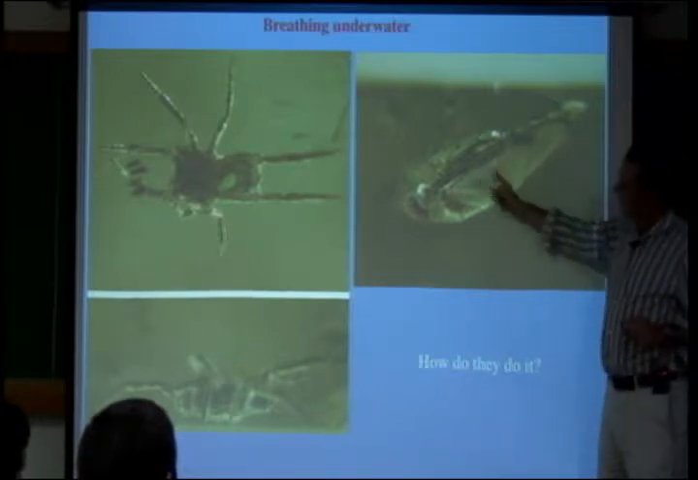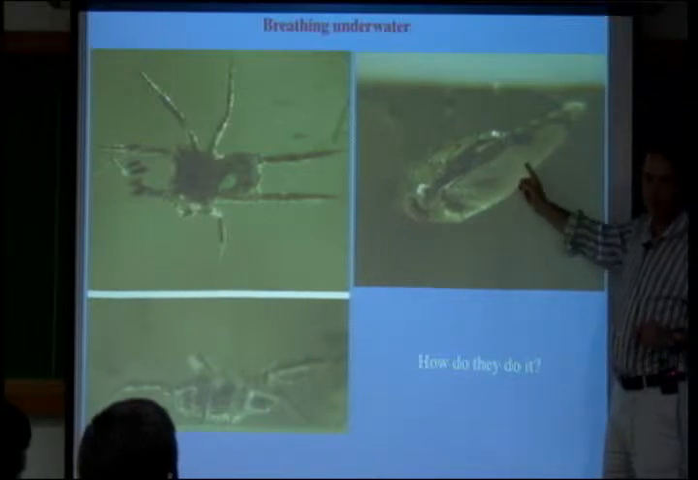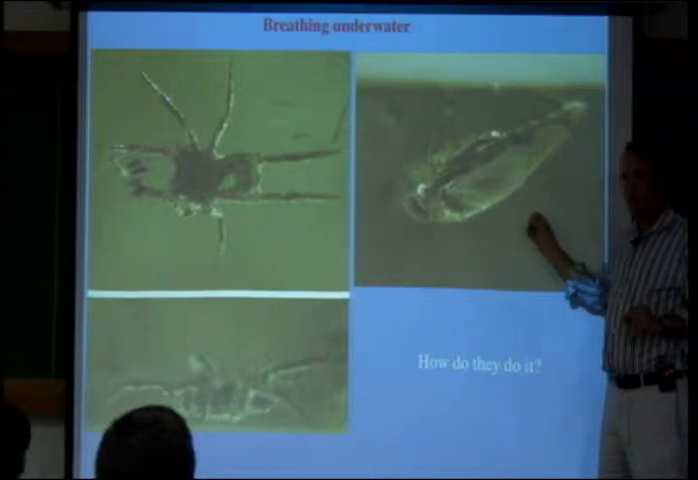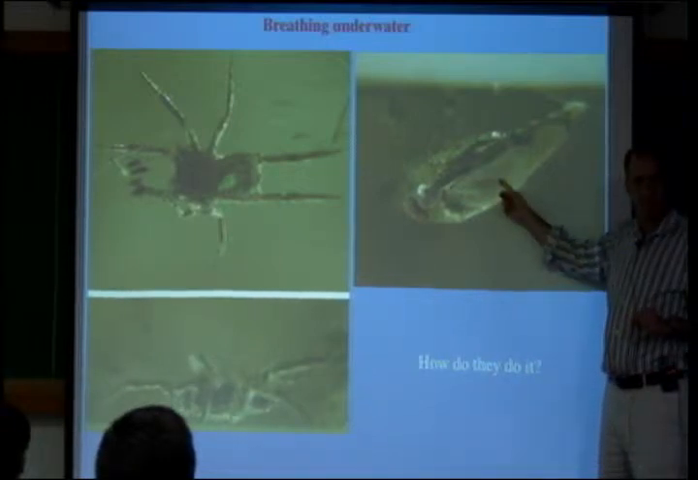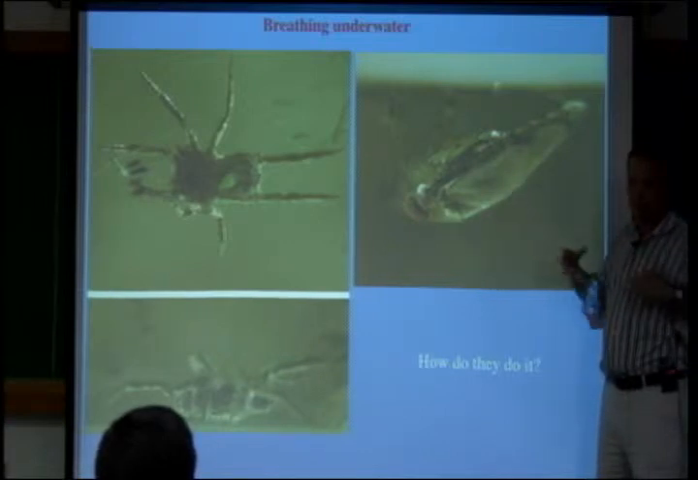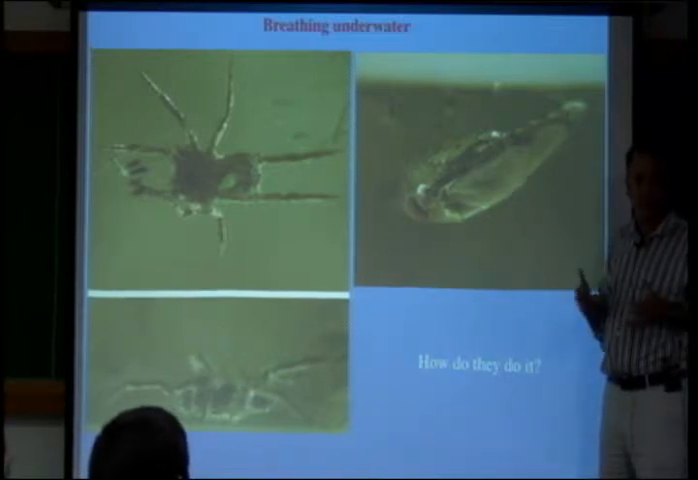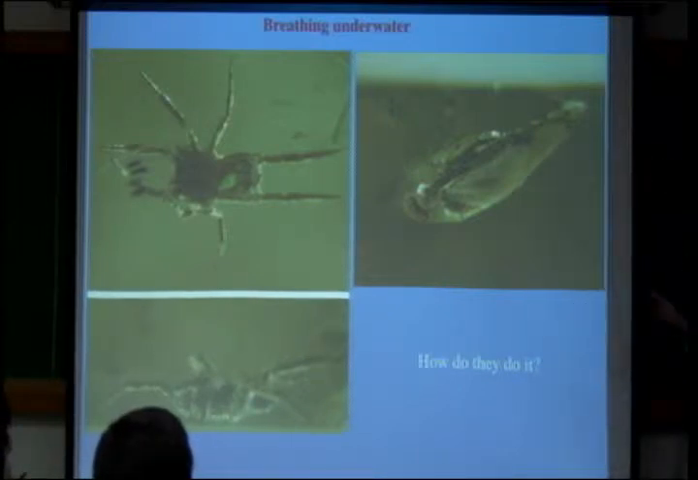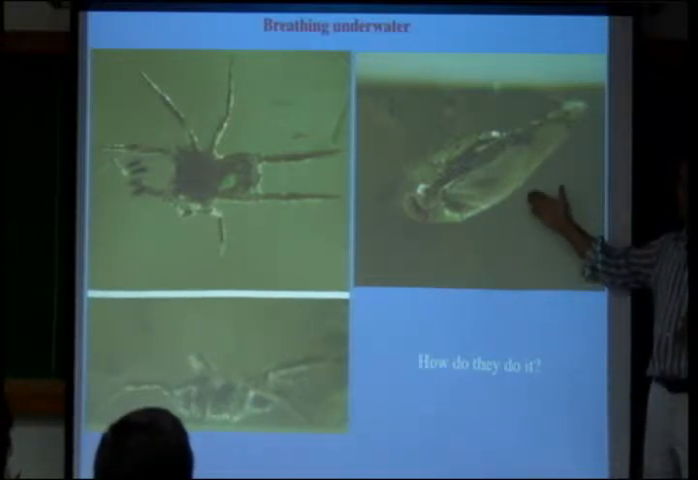So it maintains this thin air layer, which is called a plastron. And oxygen diffuses from the water into this plastron. And so the oxygen in this thin air layer is constantly being replenished, so it stays underwater indefinitely. So they're underwater breathing. And that raised an interesting physics question, and so we went and looked at how they actually do this.